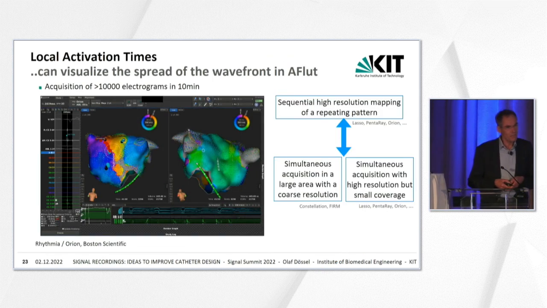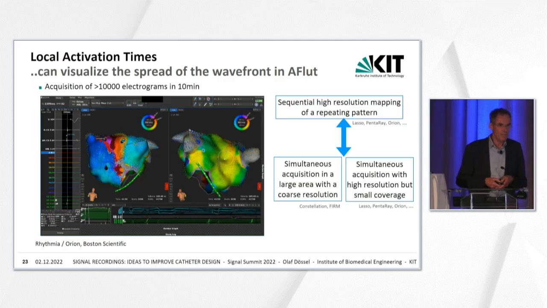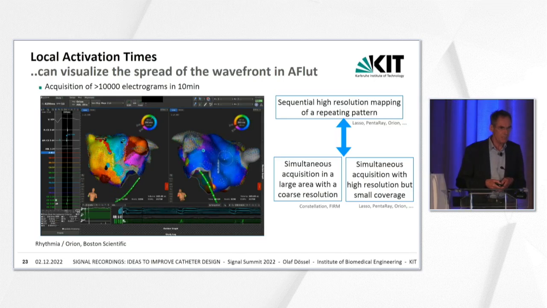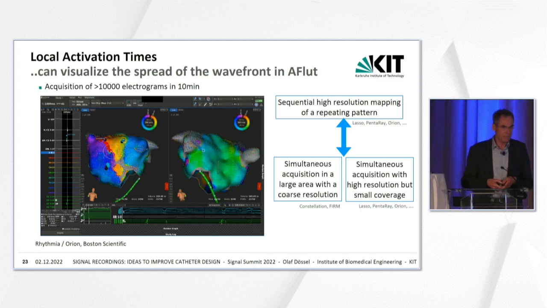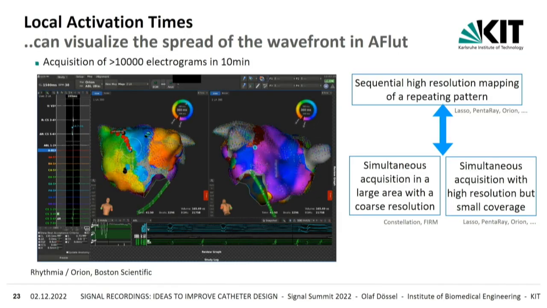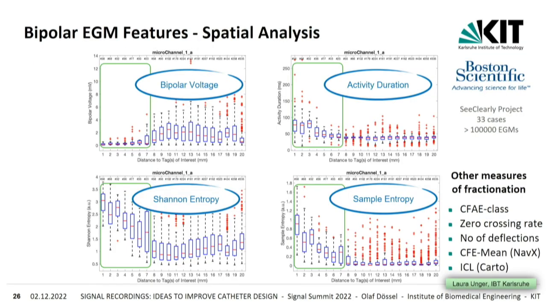So how can you visualize the spread of a wavefront? We can either do sequential high resolution mapping of repeating patterns, or if they are not repeating, we can do simultaneous acquisition in a large area with a coarse resolution, or simultaneous acquisition with high resolution, but with a small coverage. And we did a study here sponsored by Boston Scientific with over 300,000 electrograms.